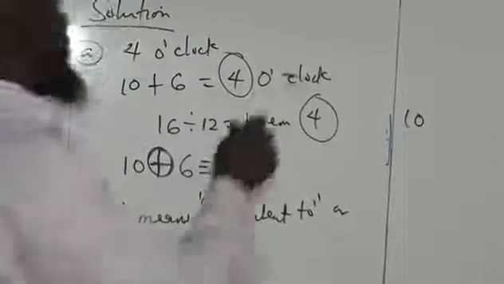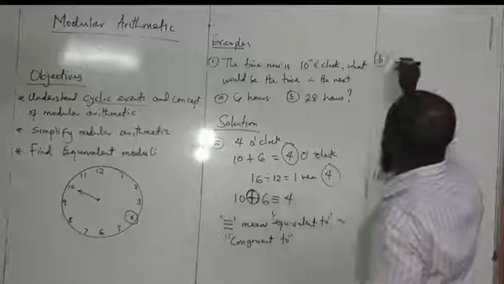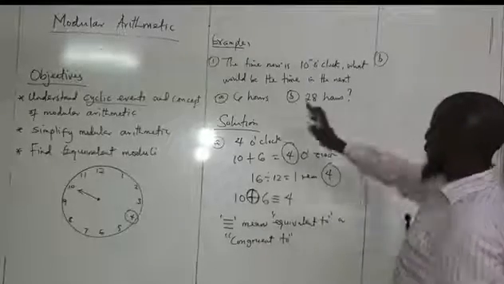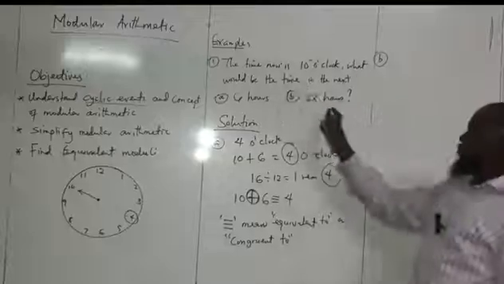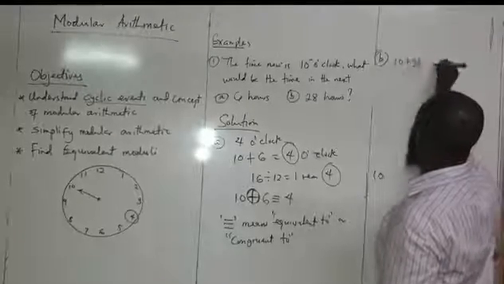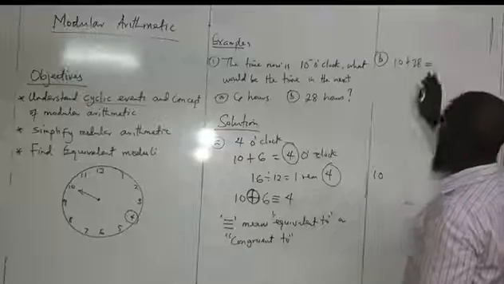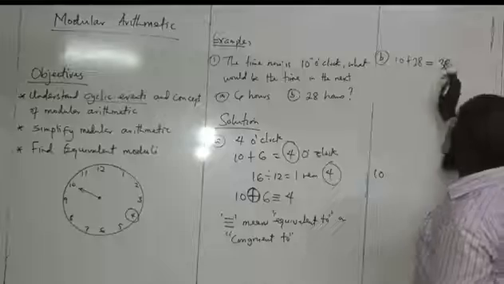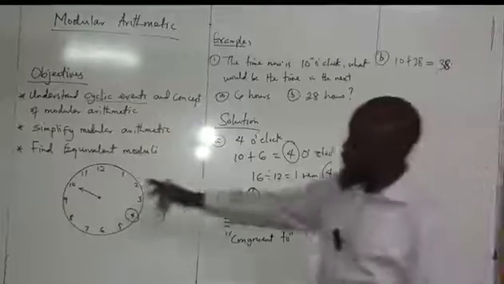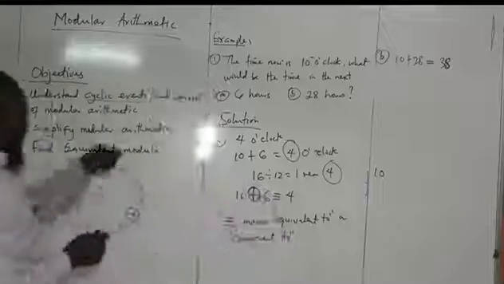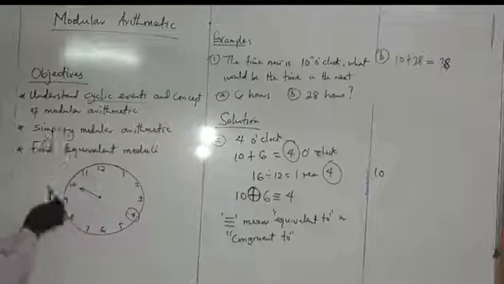The second one, which is the B part, we have 28. So that would be addition again. After 28 hours, 10 will now be 10 plus 28. What will 10 plus 28 be? That will be 38. So we're now going to divide 38 by what? 12, because we're working in 12 hours. But before we do that, let's count. What do we count 28 after 10?